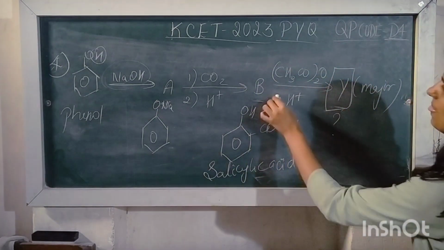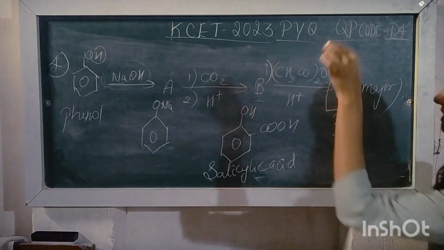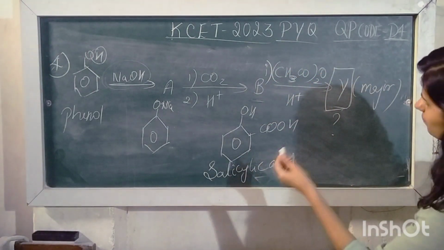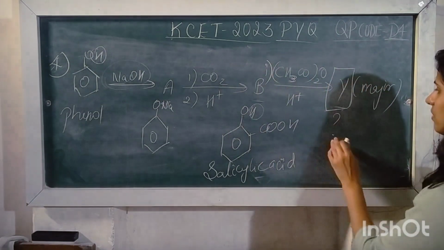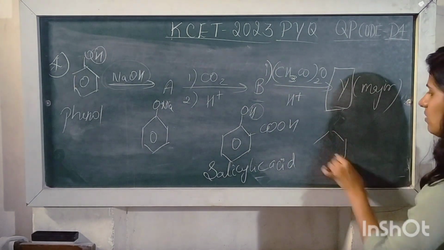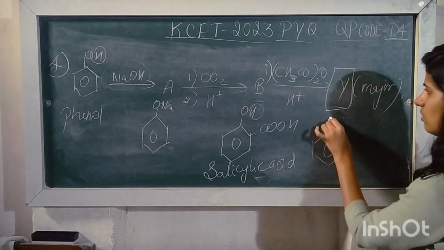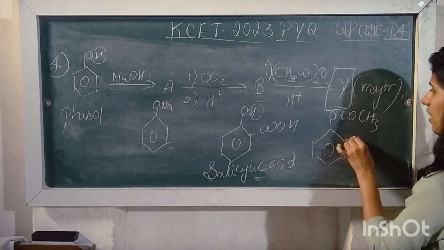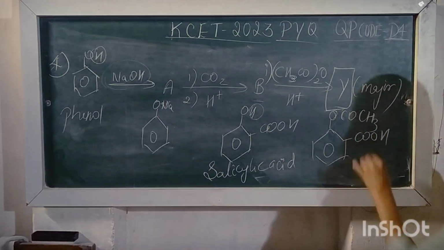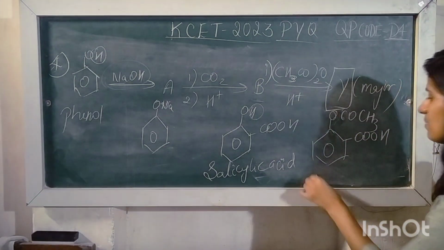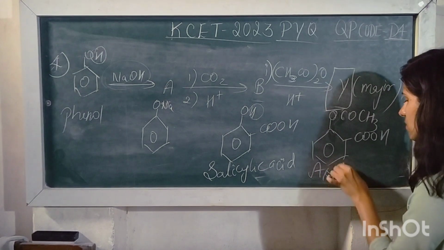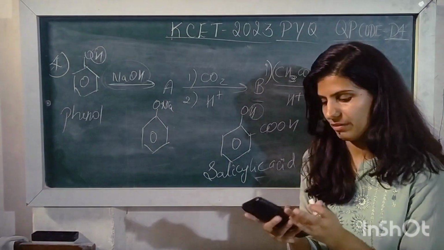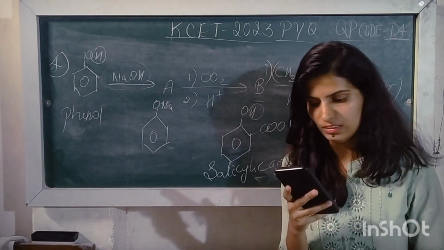And now here we have acetic anhydride, (CH3CO)2O. What happens here? This H is replaced and we get OCOCH3, and this is what it is now. It is aspirin. So in the options you can see they have given us four options like this.